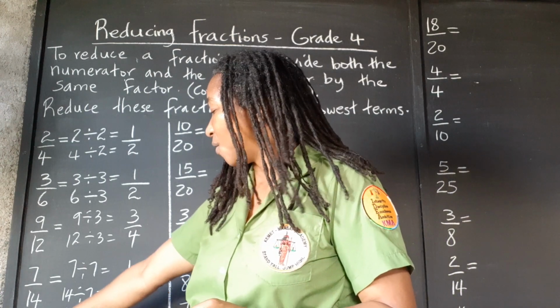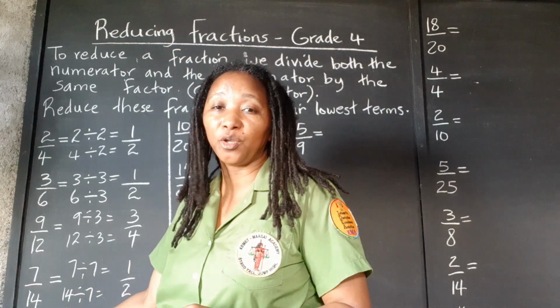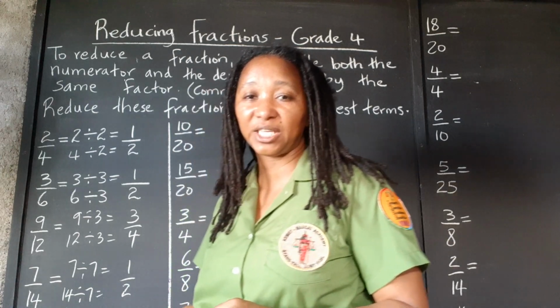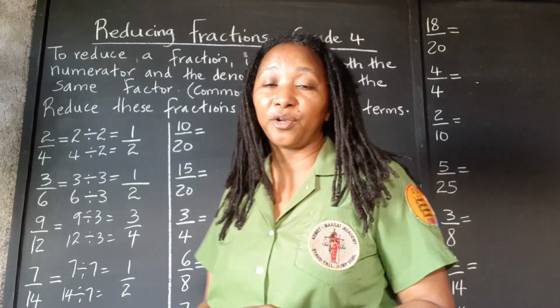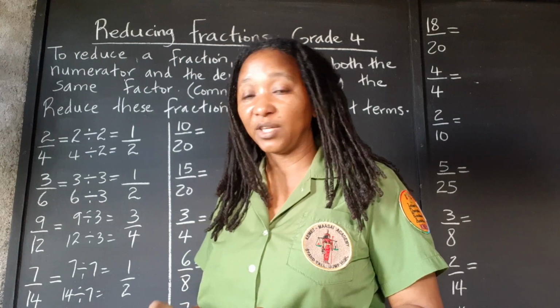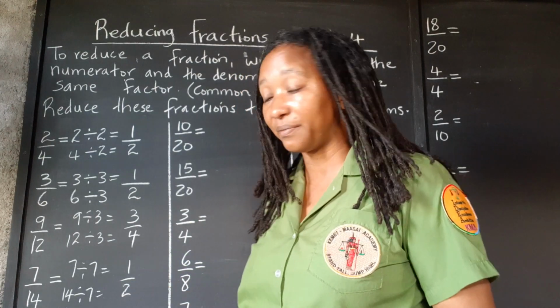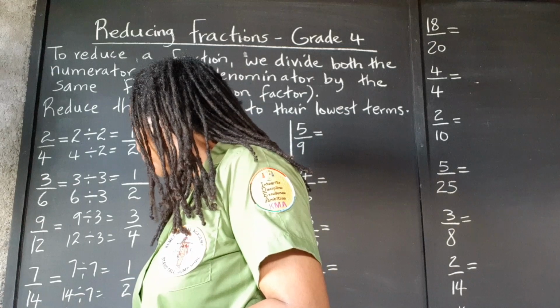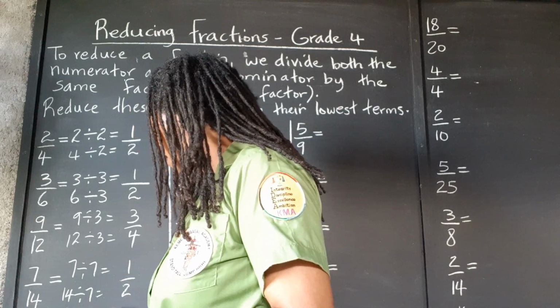So let's go. We have a 5 in the numerator and 25 in the denominator. Can you think of a number that can be divided by 5 and 25? Well, 5. So let's divide them both by 5. 5 divided by 5 is 1.